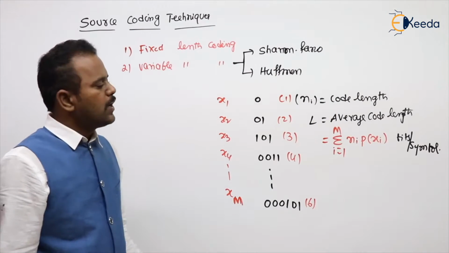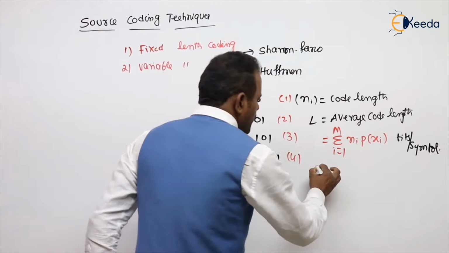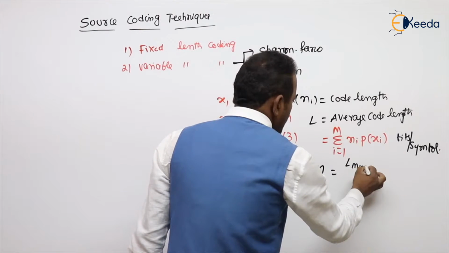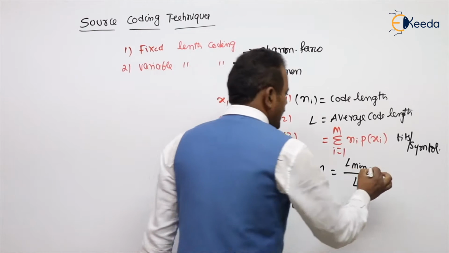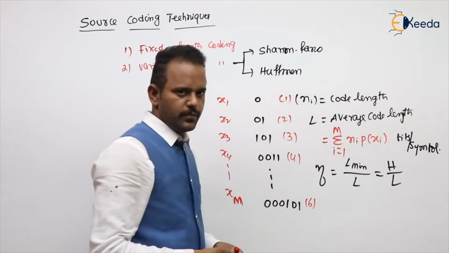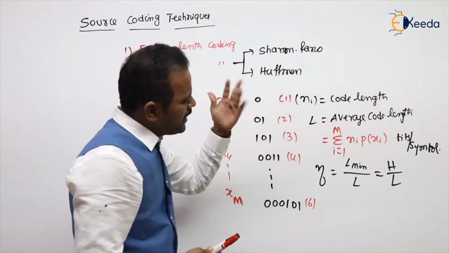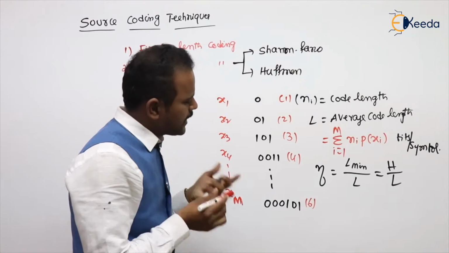Getting my point? Now another formula is coding efficiency. Coding efficiency is denoted with eta. The eta formula is, student, L minimum by L. Generally, L minimum is nothing but H, so eta is H by L. If you want percentage, multiply by 100. This is a common formula all the faculties will give you, and in most cases it is taken directly.